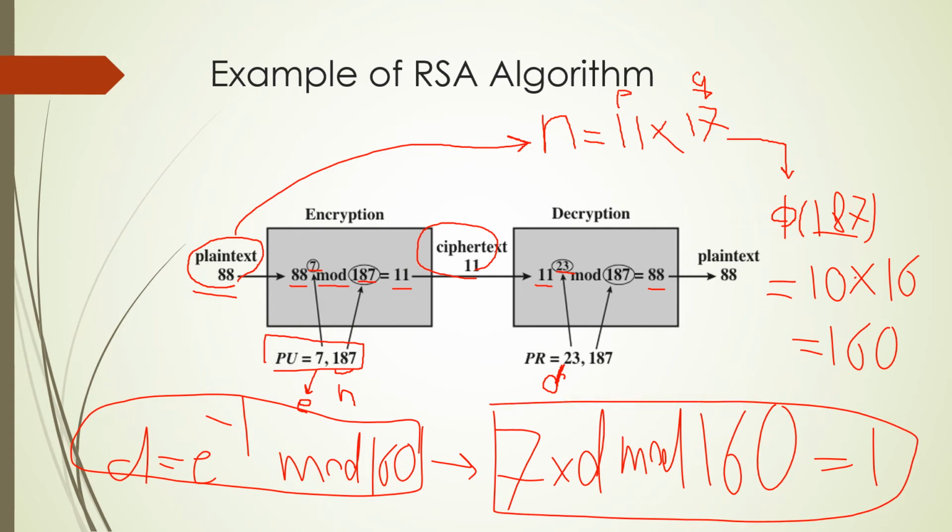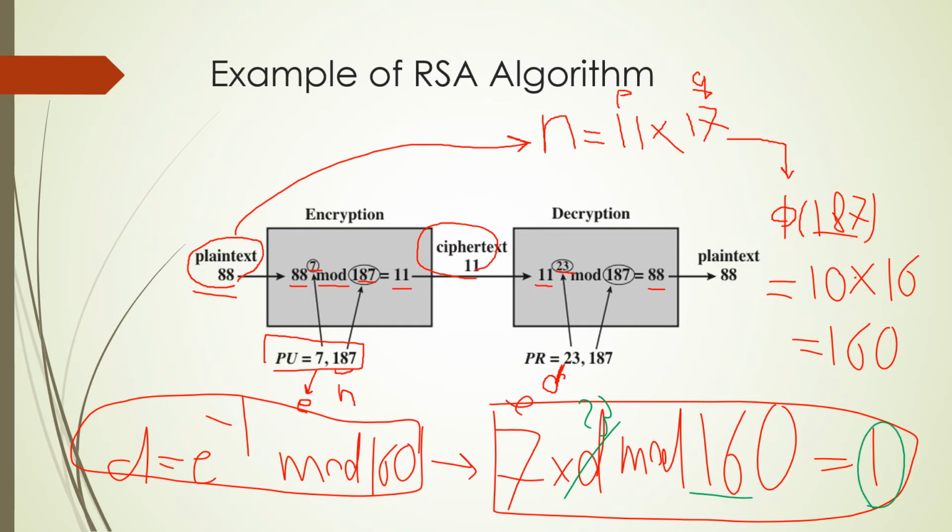That basically means if you multiply E, which is in this case 7, by D, and find the remainder when it's divided by totient of n, which is 160, the result should be 1. And let's see if that's the case. If I replace D with its value, which is given, which is 23, and do this calculation of 7 by 23, let's do it right now. 7 times 23, the answer is 161. And the remainder of 161 mod 160 is equal to 1.